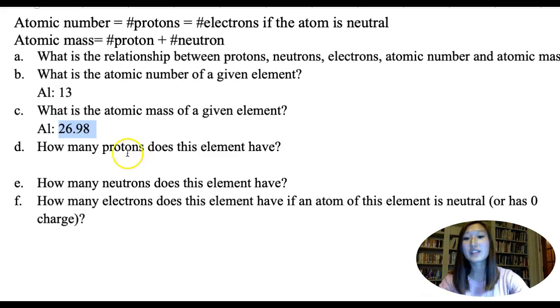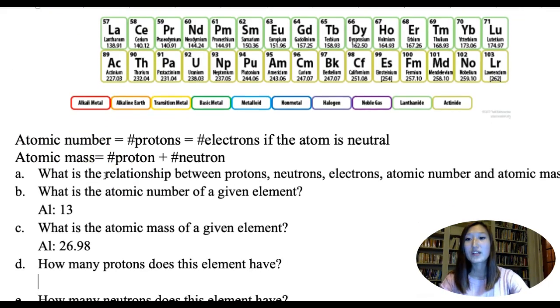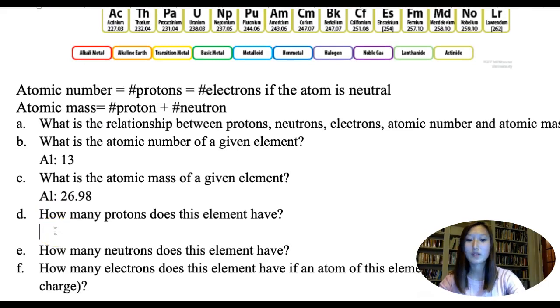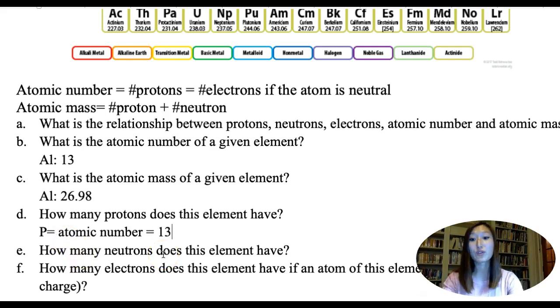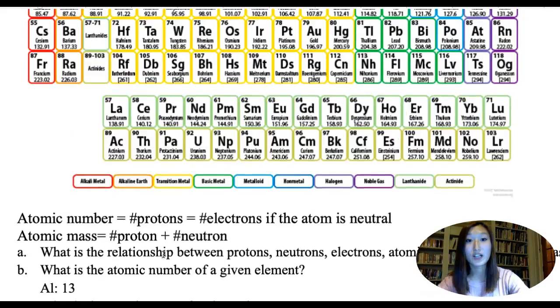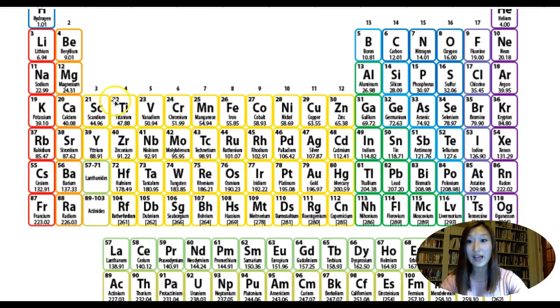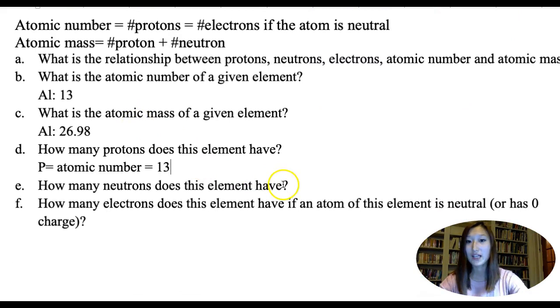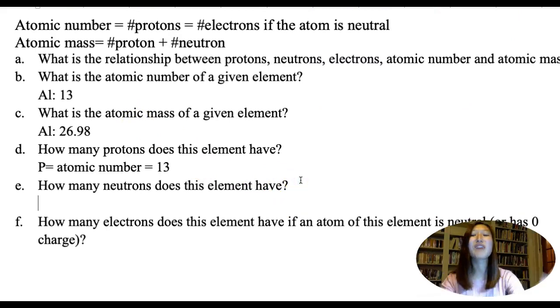How many protons does this element have? The proton number equals the atomic number, right? So that means aluminum will have 13 protons. If you have 12 protons, it will no longer be aluminum. It will be magnesium instead. The proton number is what defines an atom, an element. You should never change the proton number. Remember this, we've talked about this in class before. Proton number never changes.